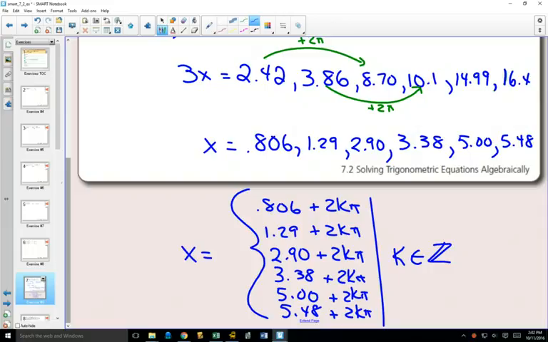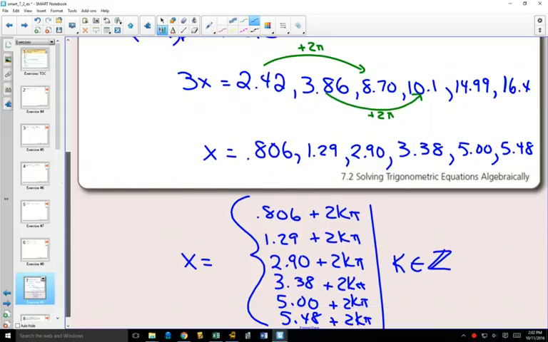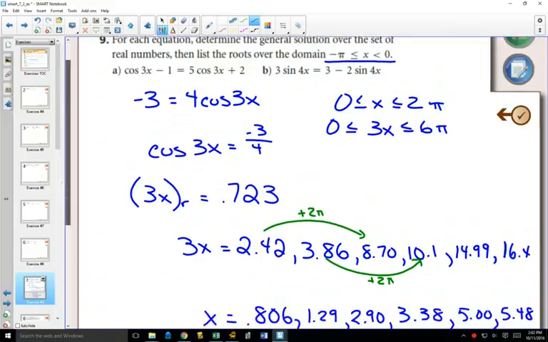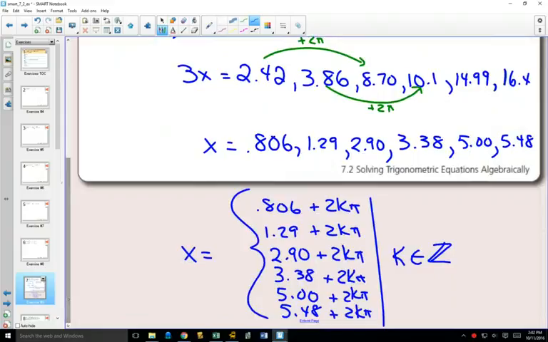Now, if we wanted to solve this one in the domain that they ask for, because we first found the general solution, now we're asking for between negative pi and 0. Yes? Can we just put like 2k pi where we put all the k's? No, do it for each one. Okay?